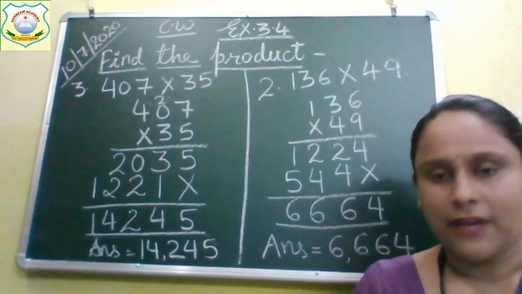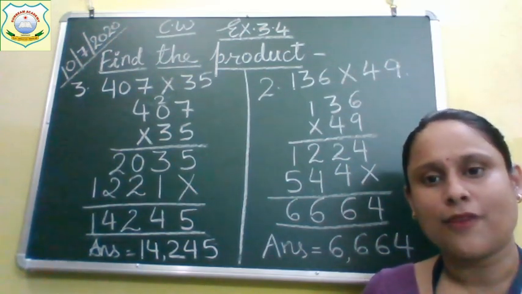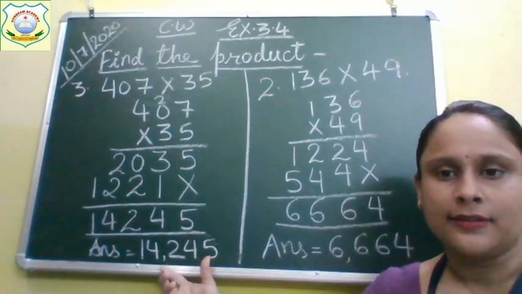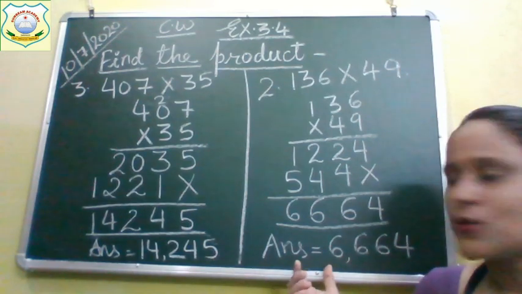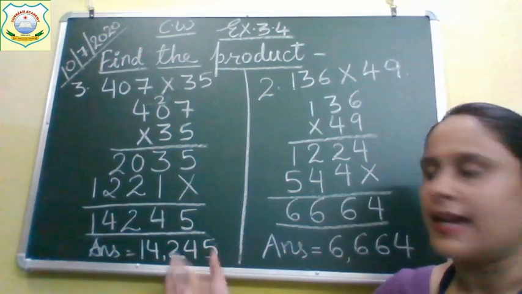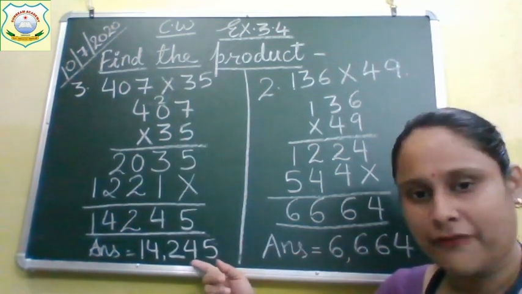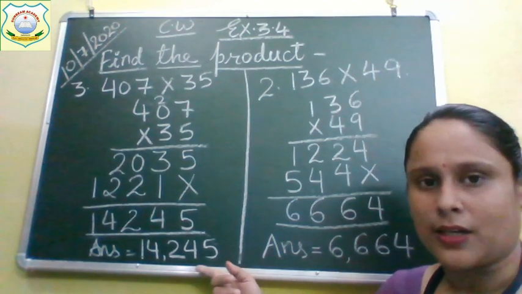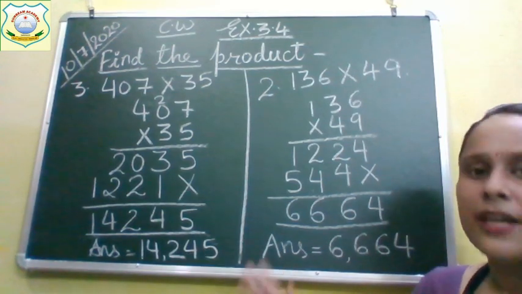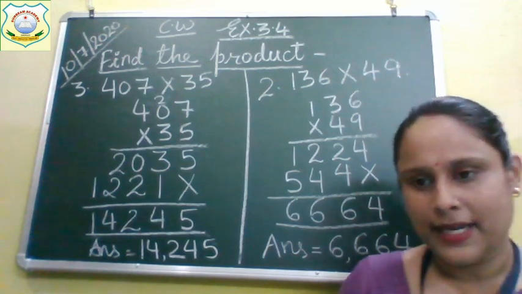Children, in the previous class I told you the meaning of product. Do you know what it means? When we multiply two numbers, we get some answer, right? This answer is known as the product. The answer we get on multiplying two numbers is known as the product. So this is what we are doing: find the product. We are doing 2-digit multiplication.